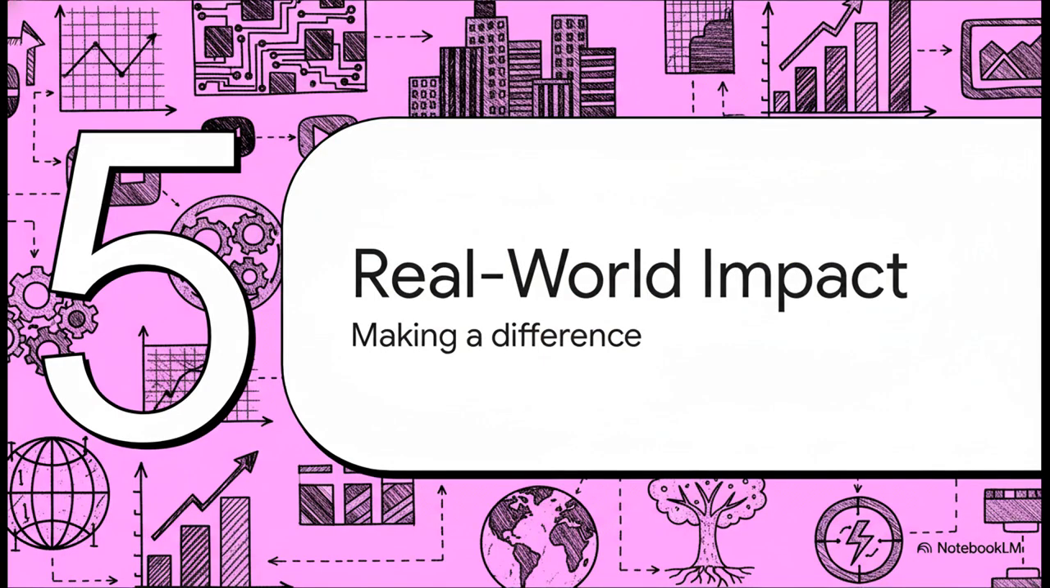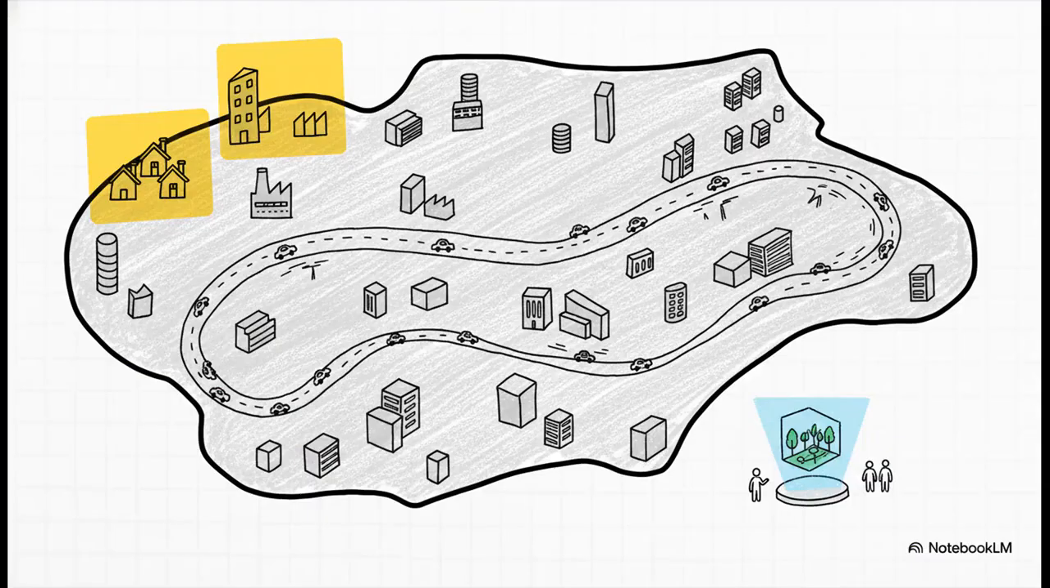So the technology is obviously impressive, but what does it actually do? Where does the rubber meet the road? Let's look at the real-world impact. Well, in urban planning, cities are using them to test out zoning changes, simulate how a new development will affect traffic, and even help citizens visualize what future projects will look like.